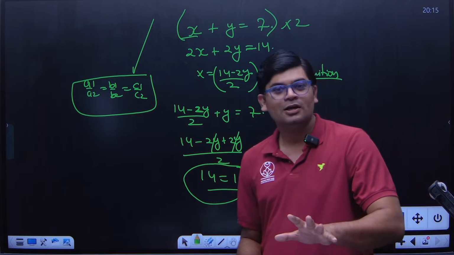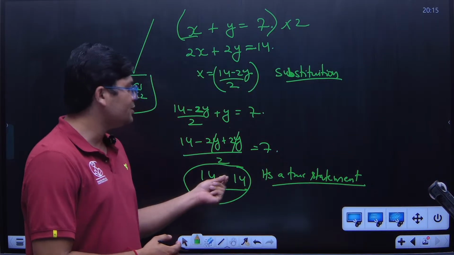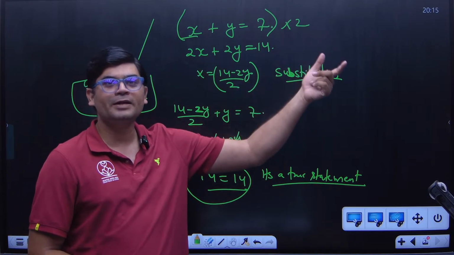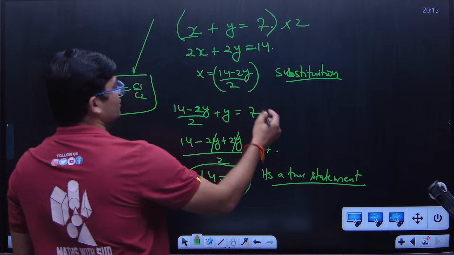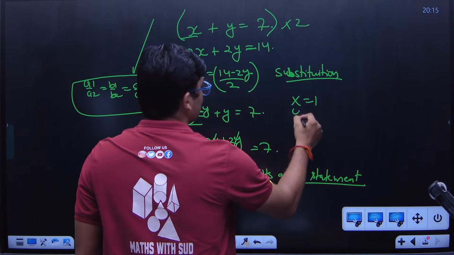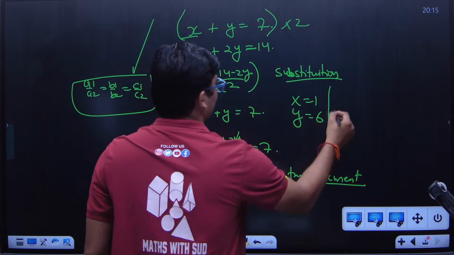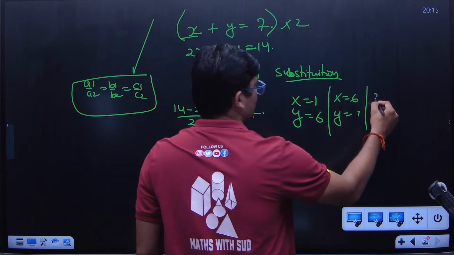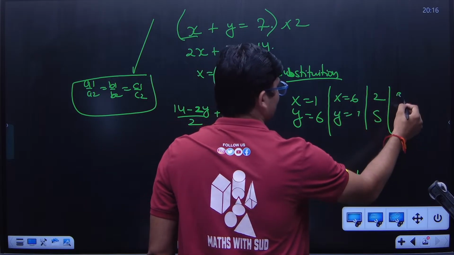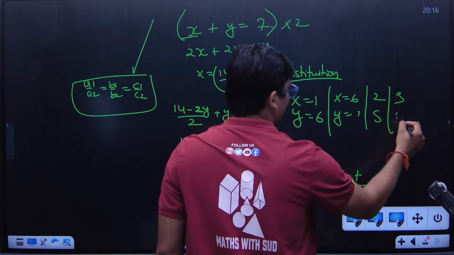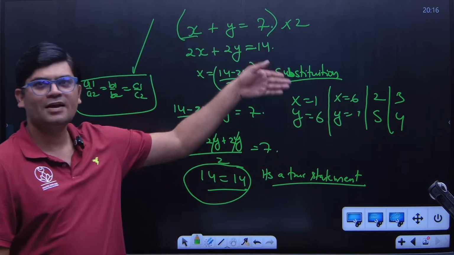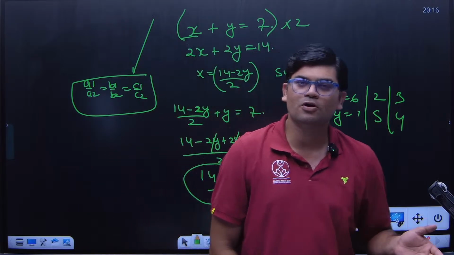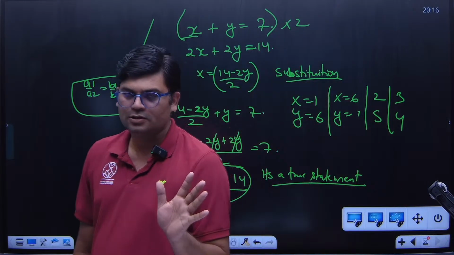If you are being tricked, then you should say, okay, this is a true statement, so it has infinite many solutions. And you can find any one solution. You can keep x is equal to 1, so y will come as 6. You can keep x is equal to 6, y will come as 1. You take x is equal to 2, y will come as 5. So there are many solutions to this. Are you getting it? Yes, sir. 3 plus 4 is 7, 2 plus 5 is 7. You can have x as positive, negative, infinite many solutions. Understood? Okay.